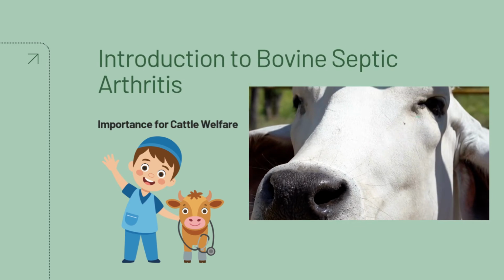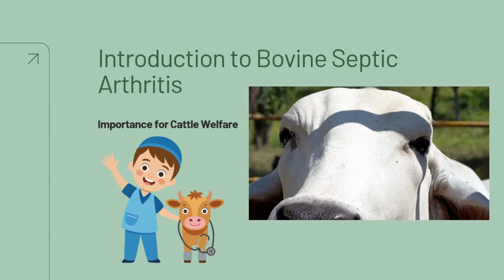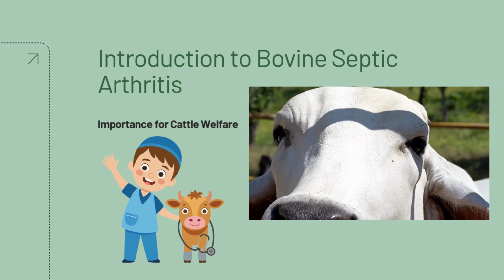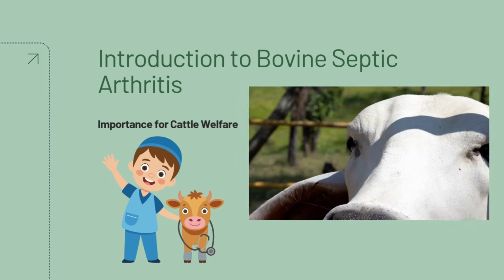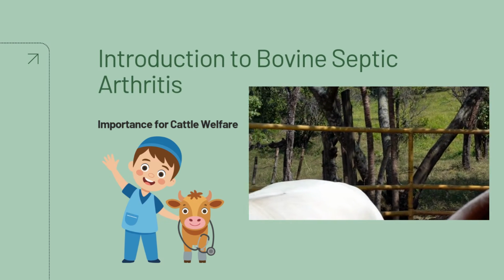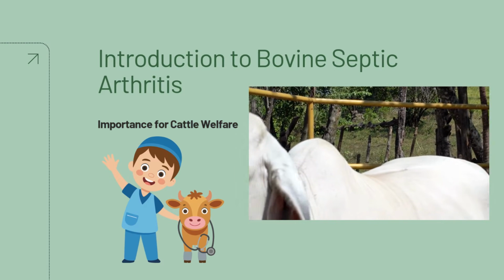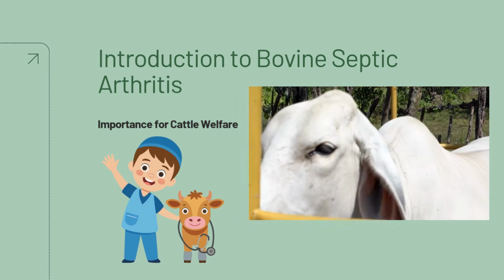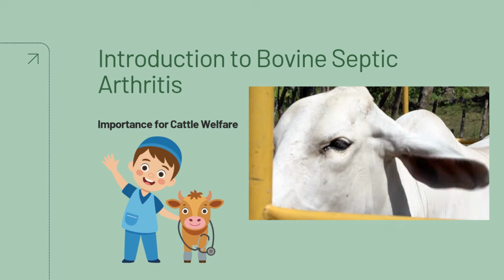Hello everyone, my name is Taylor Cardenas, and in this week's discussion I'll be focusing on septic arthritis in cattle, a skeletal condition that causes inflammation and degeneration of the joints. This disease is especially important in calves and dairy cows because it affects movement, comfort, and productivity.